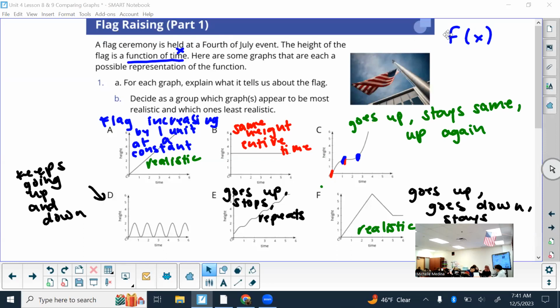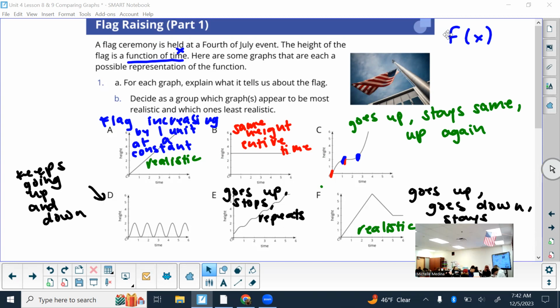Table 8, do you think that any of these are not functions? And if so, which ones? Okay, so they think that they're all functions. Anyone disagree with that? Okay, good, they are correct. The first six are all functions.